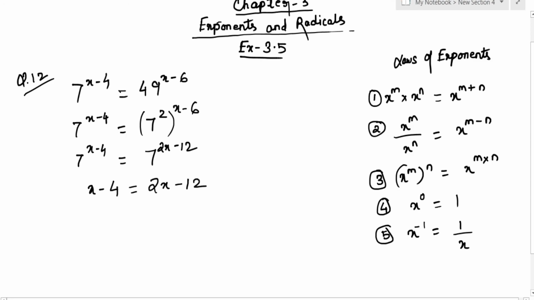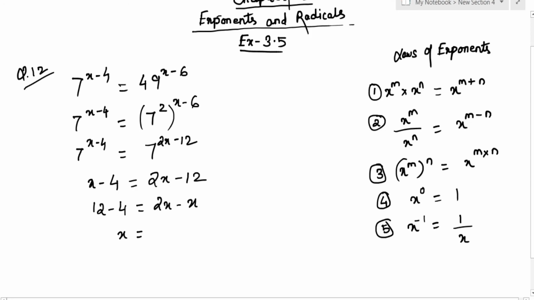Now minus 12 will come this side, it will become plus 12, and plus x will shift that side, it will become minus x. 2x minus x is x, and 12 minus 4 is 8.